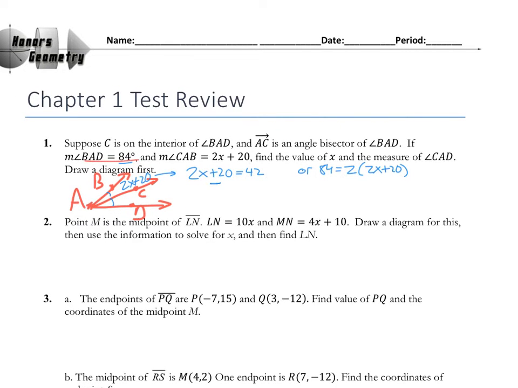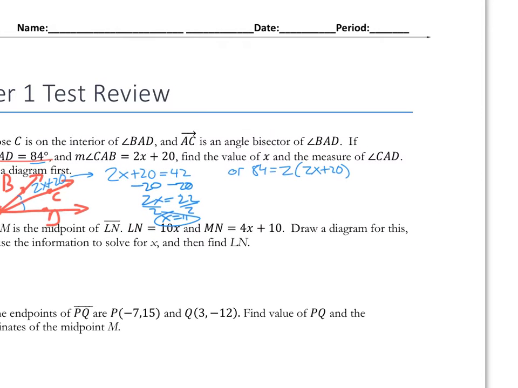Let's try this guy here. Subtract 20. 2x equals 22. Divide by 2. And x is 11. All right? You get the same thing if you solve this guy. 84 equals, distribute. All right? And then subtract 40. And then divide by 4, and we get the same answer.